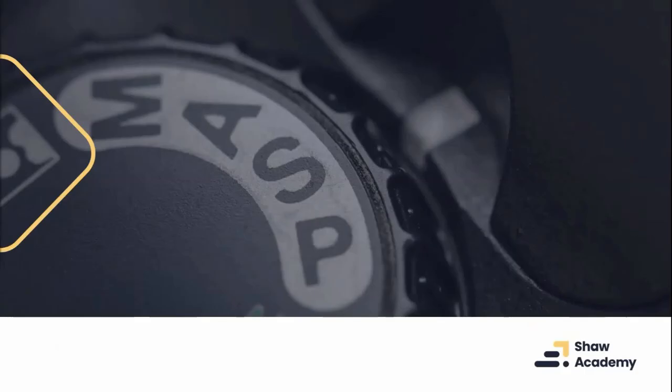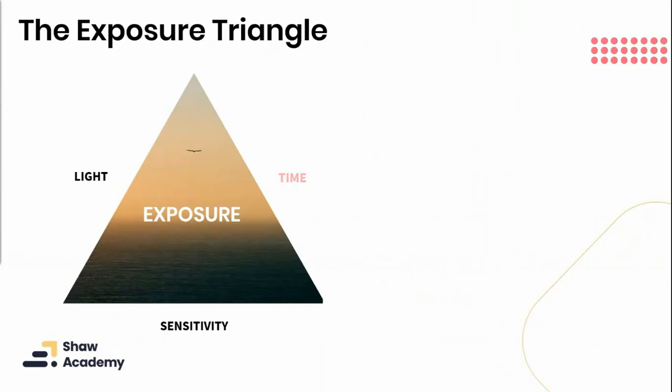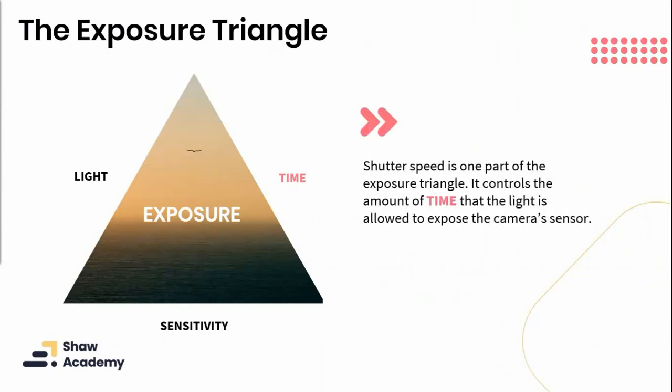So, first of all, let's get into shutter speeds, which is perhaps the most important control and the most important aspect of exposure when it comes to video. And there's a very particular reason for this. Now, shutter speeds measure the amount of time in our exposure. Shutter speed is one part of our exposure triangle, and it controls the amount of time that light is allowed to expose the camera's sensor.